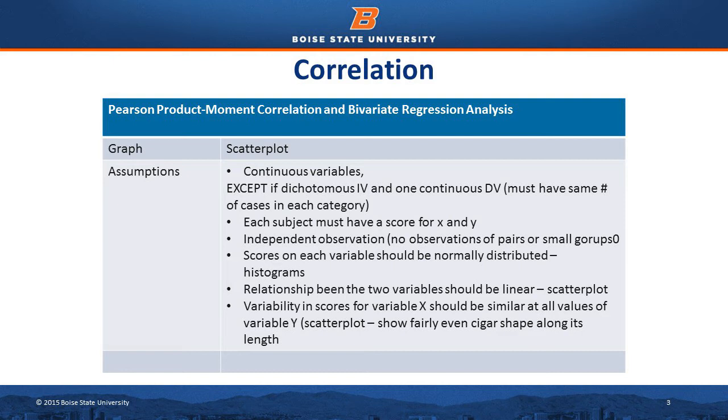The relationship between the two variables should be linear. We can determine this using a scatter plot. Variability in scores for variable x should be similar at all values of variable y. Scatter plots show fairly even cigar shapes along their length.